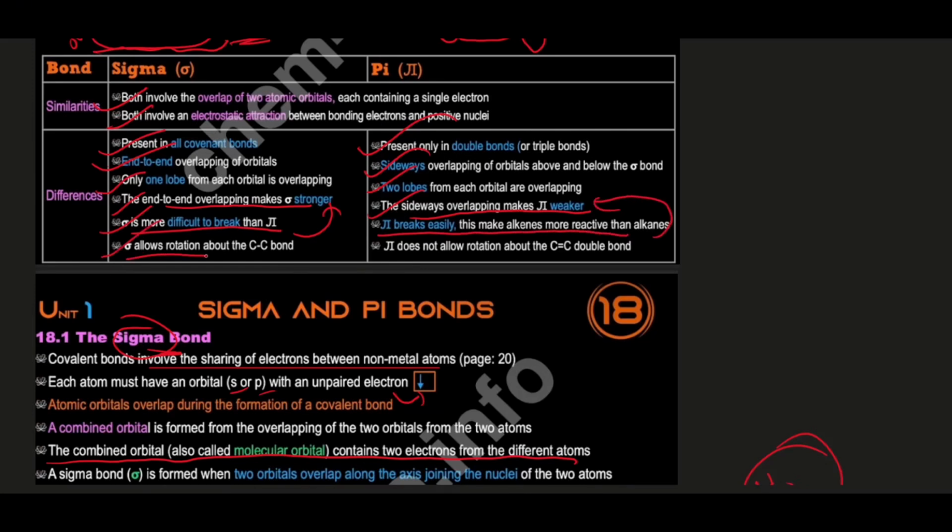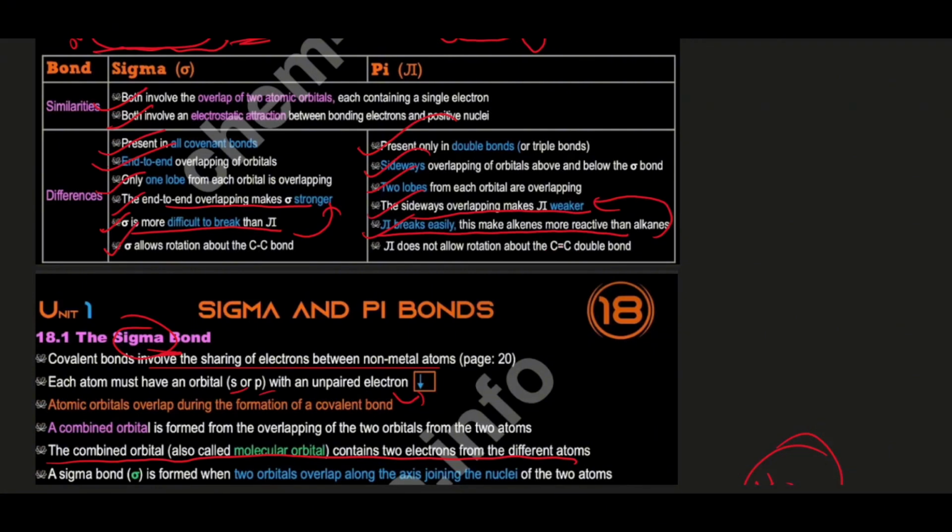And sigma bond allows rotation around the carbon to carbon single bond, but yeah, so they told you a sigma bond is kind of more difficult to break than pi. And then sigma allows rotation about the carbon to carbon single bond, and pi does not allow rotation about the carbon to carbon double bond.